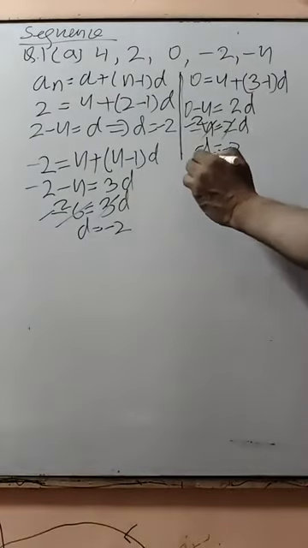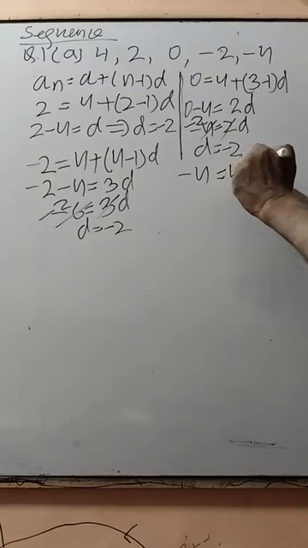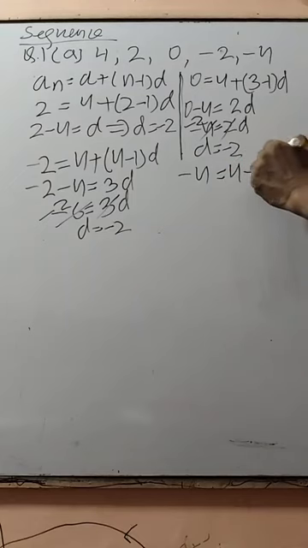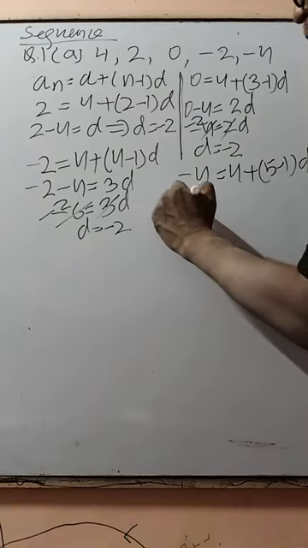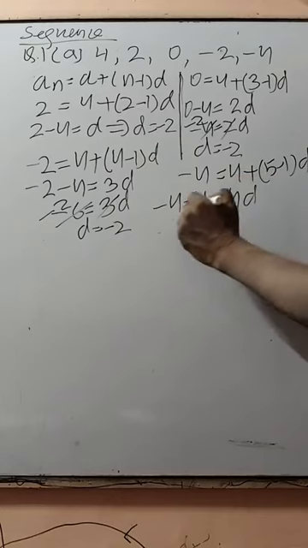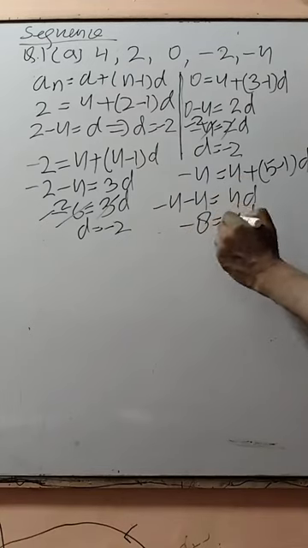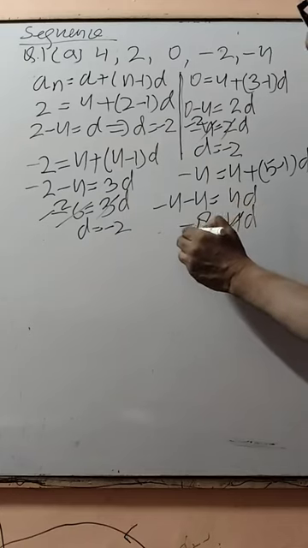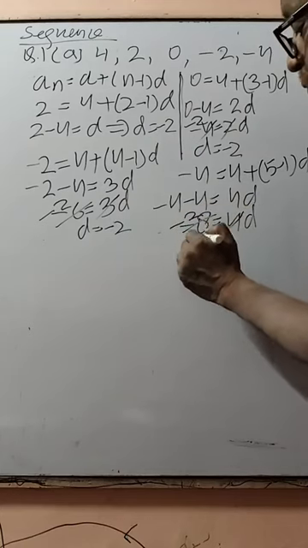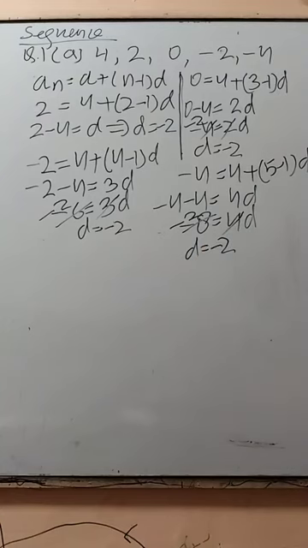And lastly we have -4 is equal to 4 plus 5 minus 1 into d. So we write here -4 minus 4 is equal to 4d. So it is -8 is equal to 4d. So 2 times 4 becomes 8. So d is equal to -2.